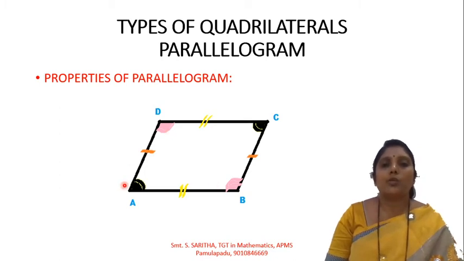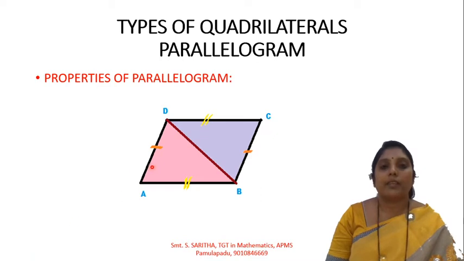If you add any two adjacent angles, we find that the sum of two adjacent angles is 180 degrees. That is, angle A plus angle B is 180 degrees, angle B plus angle C is 180 degrees, angle C plus angle D is 180 degrees, angle D plus angle A is equal to 180 degrees.